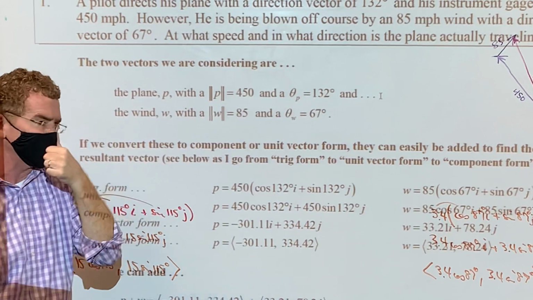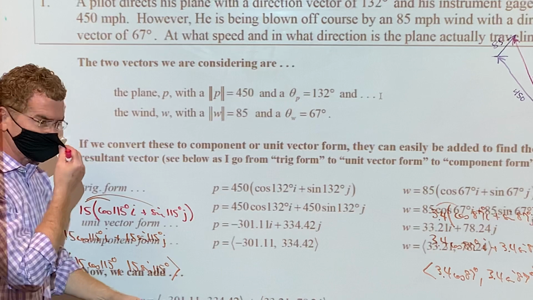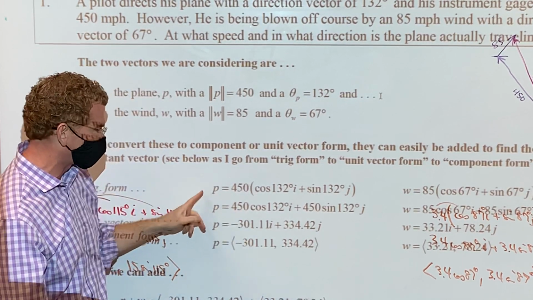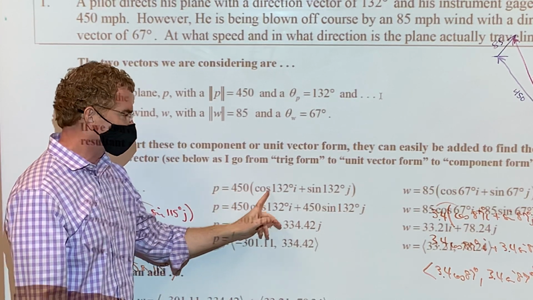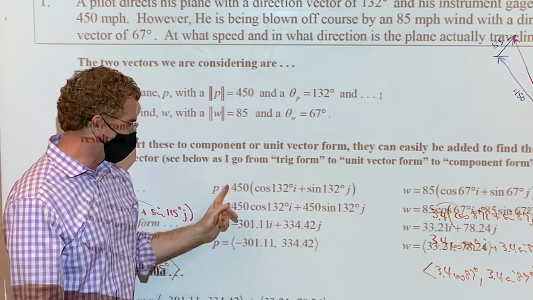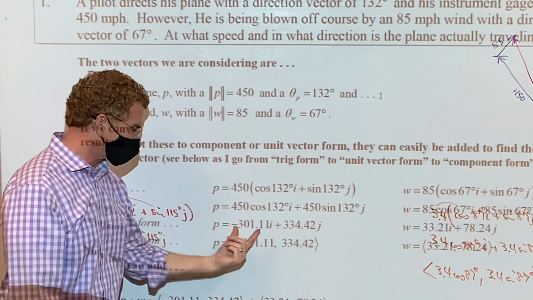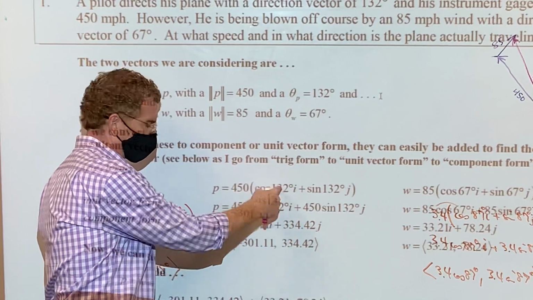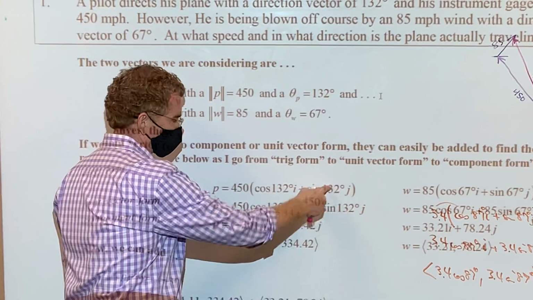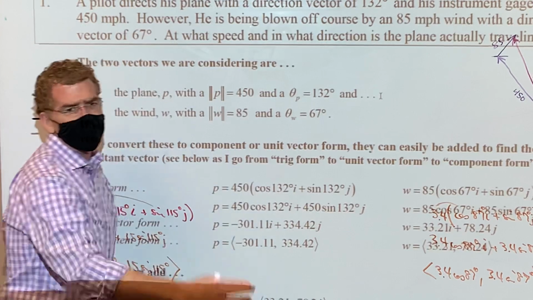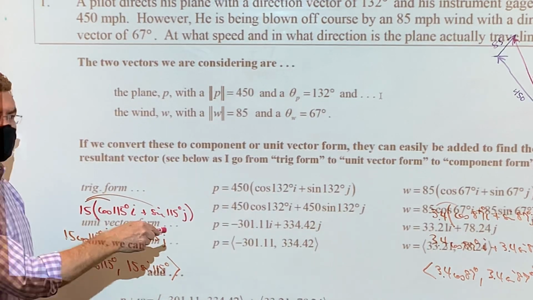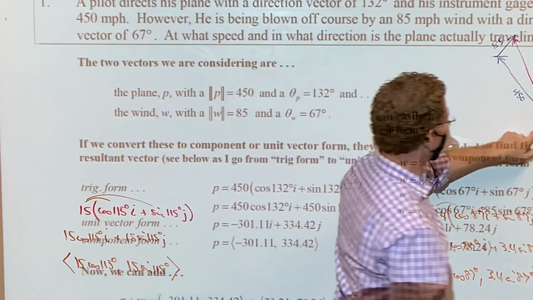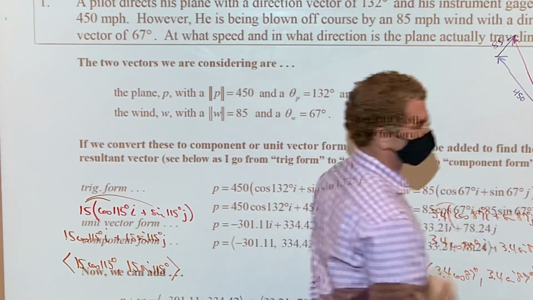So to convert P into a vector, I can do what I just did on my trig form sheet. You can jump straight to here if you want, but essentially I'm saying magnitude cosine theta i plus sine theta j, and I'm going to multiply the 450 in and simplify. If you want to jump straight to here, go 450 cosine of the angle, bam. 450 sine of the 132, bam. And put it straight there, great. That's what I would do, but this is essentially what I'm doing. That's vector P. And you can kind of see it, right? Negative 300 something, positive 300 something.